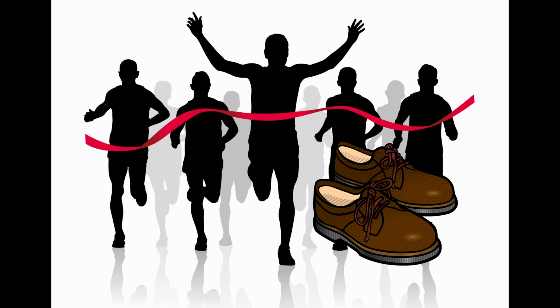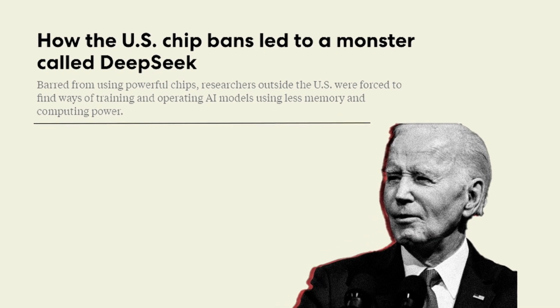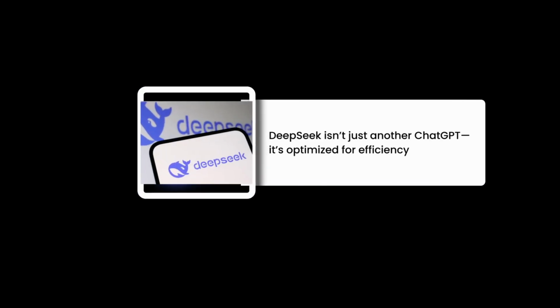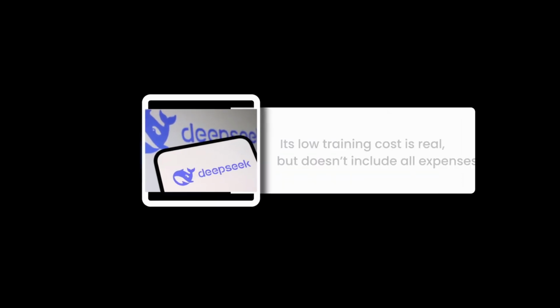Instead of complaining, DeepSeek figured out a better running technique and still finished the race. So the chip ban didn't stop China. It actually forced them to innovate in the ways the US didn't expect. So, what's the verdict? Here's what we learned today. DeepSeek isn't just another GPT. It's optimized for efficiency. It didn't steal anything. It learned from existing models like OpenAI does. Its lower training cost is real, but doesn't include all expenses. China isn't leading the AI race yet, but it's catching up fast.